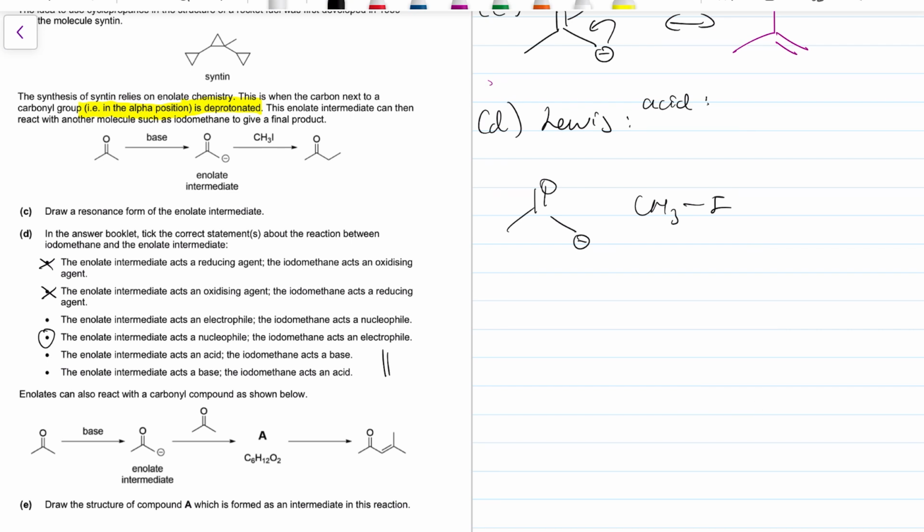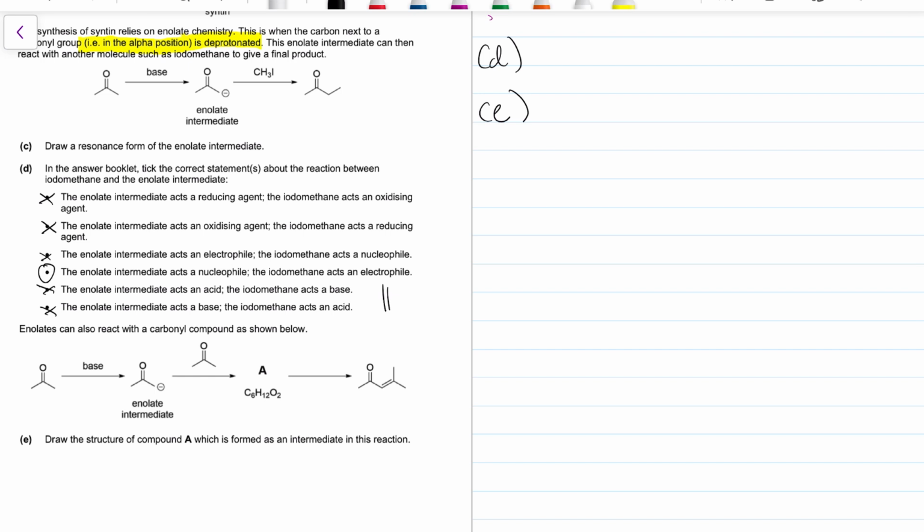In this case, you wouldn't really say that the iodomethane has an empty orbital. Obviously, the enolate does have a lone pair of electrons which it is donating, but we wouldn't really say the iodomethane has an empty orbital. Really, it's the antibonding orbital which is accepting the electrons here, if you know about that. But we wouldn't say that the iodomethane is acting as a Lewis acid, so we can rule out these two as well. So that's our correct answer: the nucleophile electrophile one.